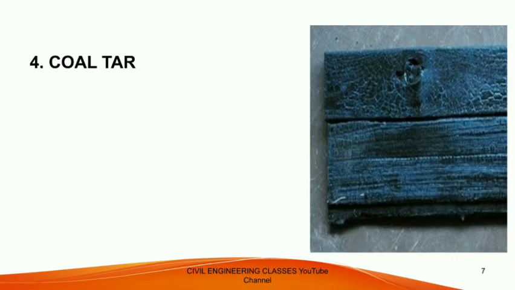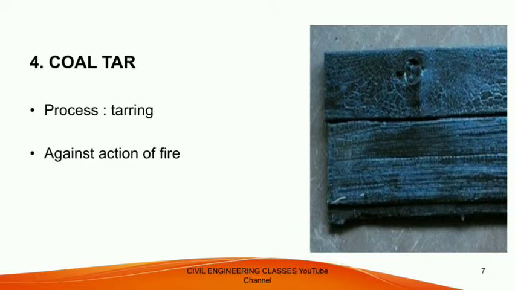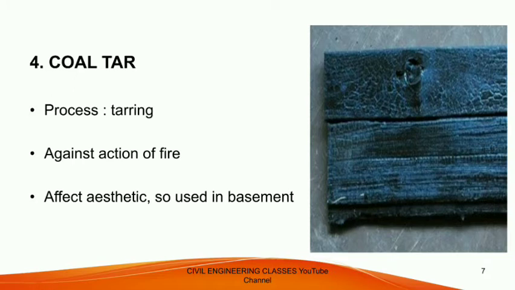The next process is usage of coal tar. The process is called tarring. It is used for fighting against the action of fire. You can see the coal tar is black in color, so it affects the aesthetics. So, coal tar painted timber is used for basement construction purposes only.